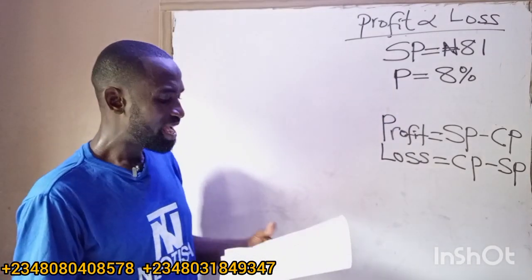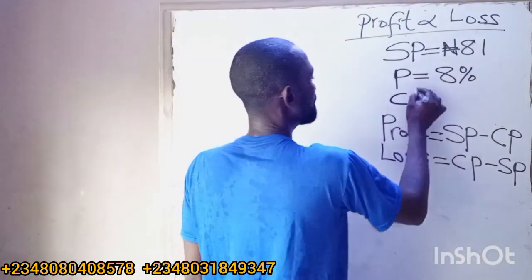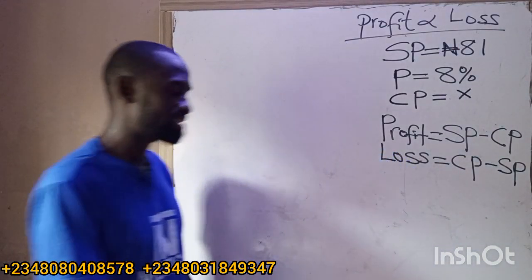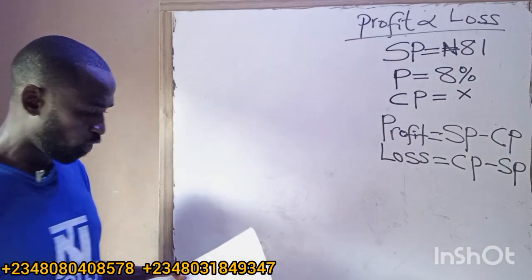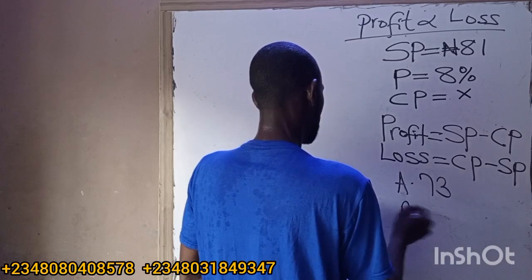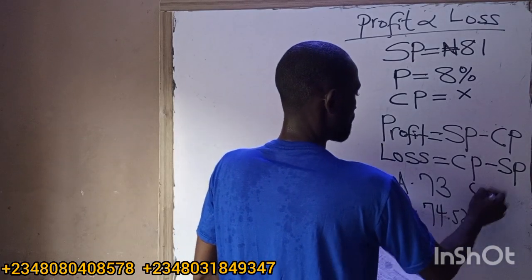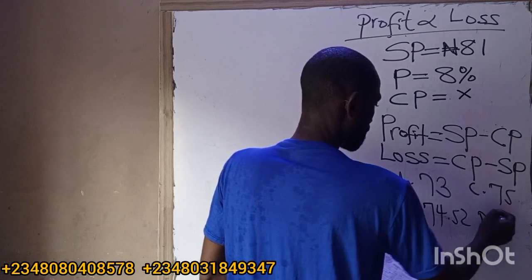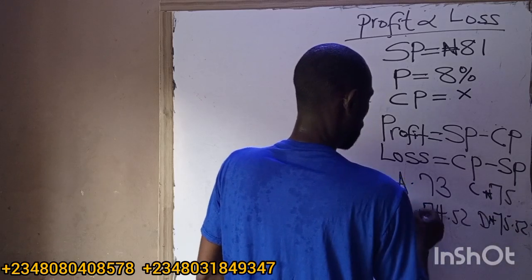8%. Then I said, what did he pay for the bicycle? That's the cost price. What did he pay for the bicycle? We don't know this one. Okay, we assume it is X. The options given, we have option A, 73, option B, 74.52, option C, we have 75 naira, and option D, we have 75.52, all in naira.